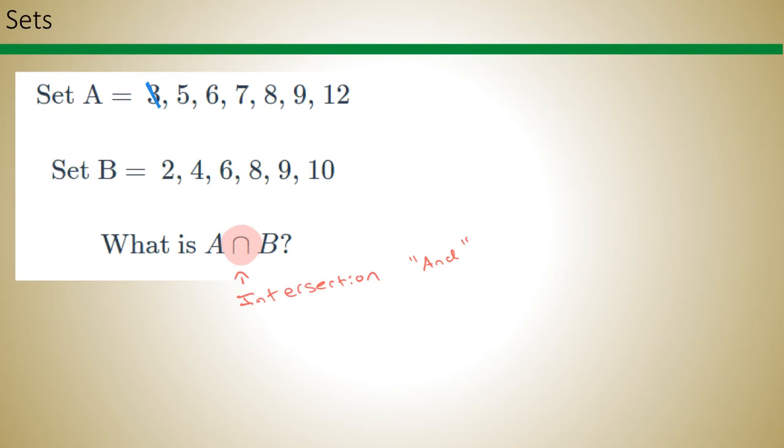Next thing, we're gonna look at 5. 5 is not in both sets, so we're gonna cross that out. 6 is in both sets, so 6 will be in the intersection. 7 is not. 8 is in both. 9 is also in both. 12 is not in both, okay? So I don't have to look at the rest of the numbers that are in set B because they're definitely not in set A. So the intersection of these two sets would be the numbers 6, 8, and 9. So that would be my intersection.